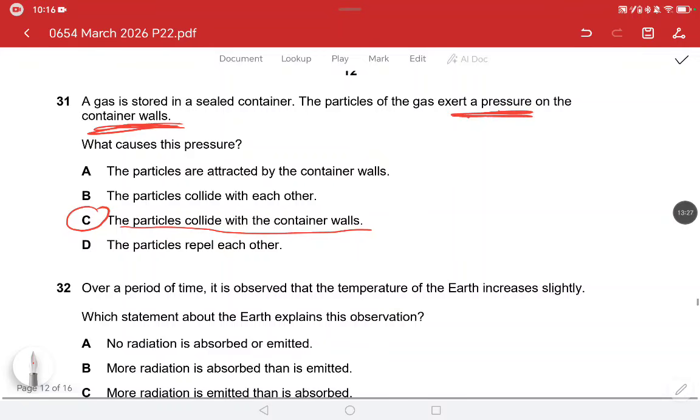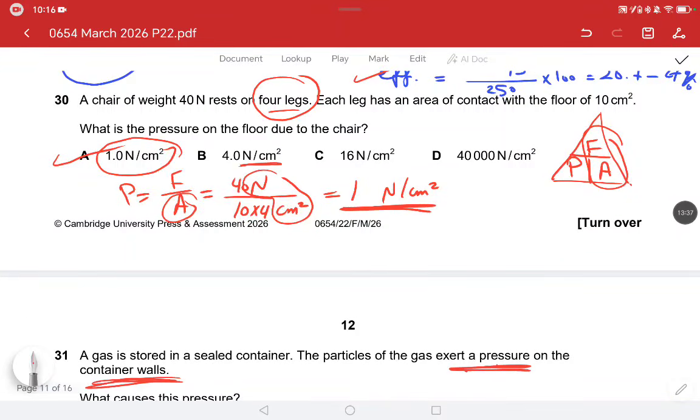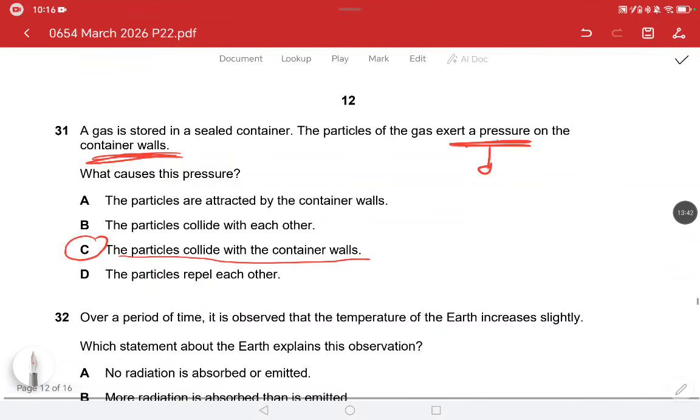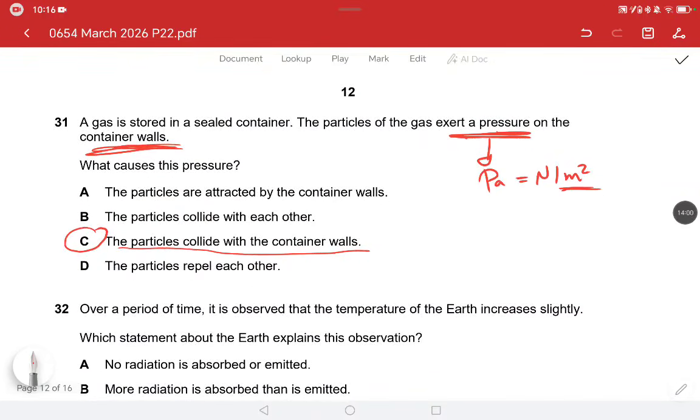By the way, this will lead us to something you should know very well. The unit of pressure here, look, they said Newton per centimeter squared. They didn't say Pascal. Why? Because the Pascal is Newton per meter squared. So take care about this. The unit of pressure is Newton per meter squared or Pascal, but Newton per centimeter squared is not Pascal. So don't forget the unit as well.